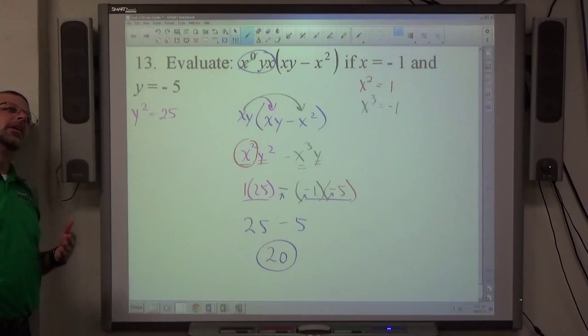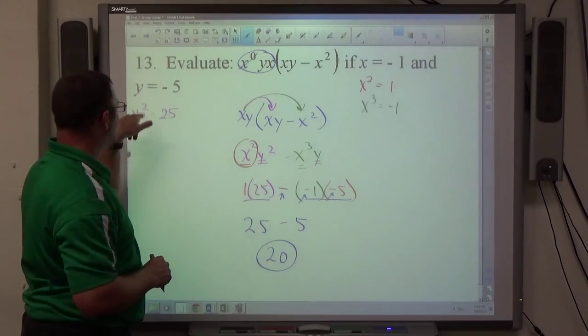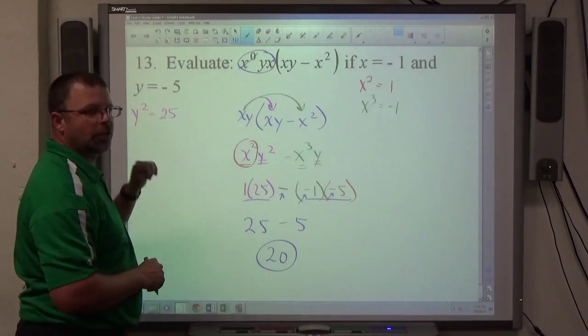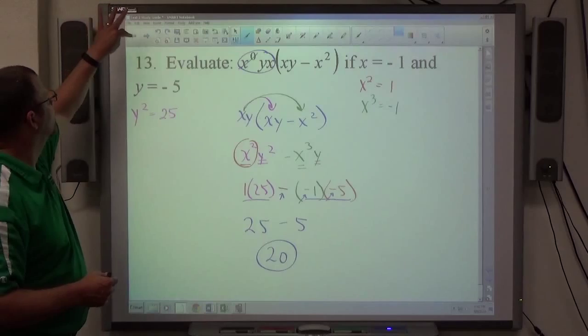Simplify the expression, substitute in each piece, deal with power structures as just powering the letters. So x squared and y squared and x cubed, what do they equal? Substitute them in, then you just have to multiply and add or subtract.